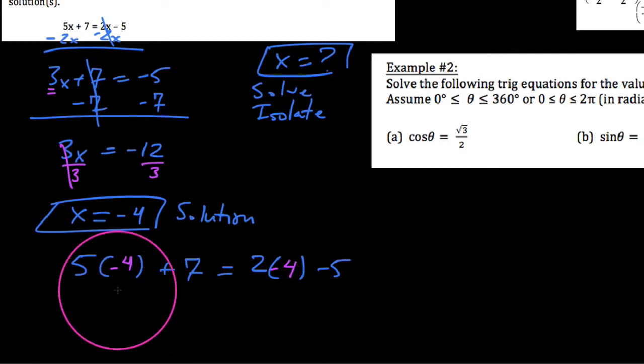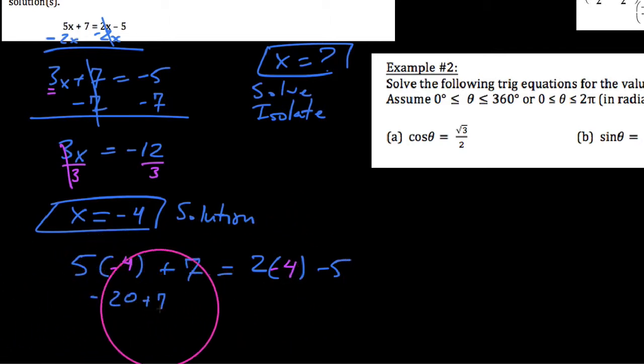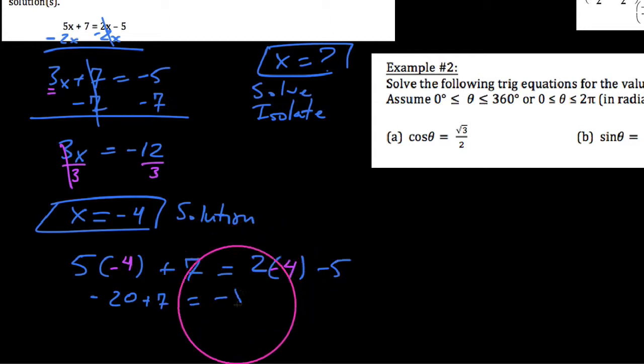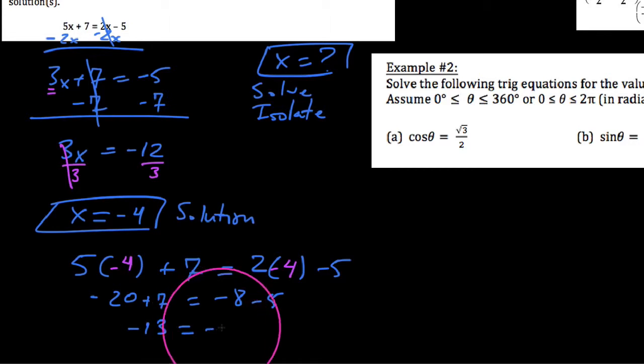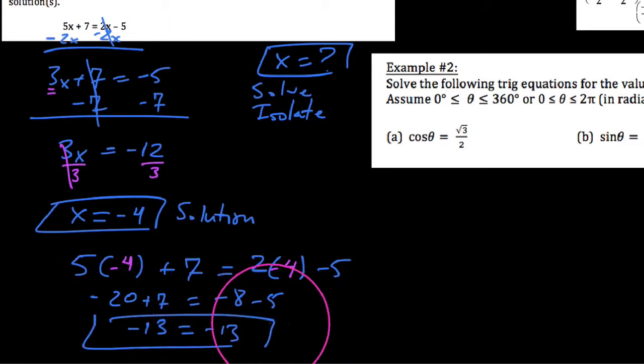Let's go ahead and carry this out and simplify both sides. I get negative 20 plus a positive 7 on the left. On the right, I get a negative 8 minus a 5. And then simplifying these, we would be saying negative 13 is negative 13, which is a valid statement.